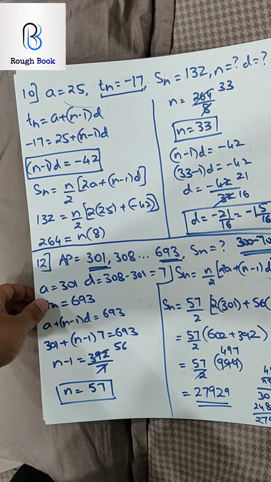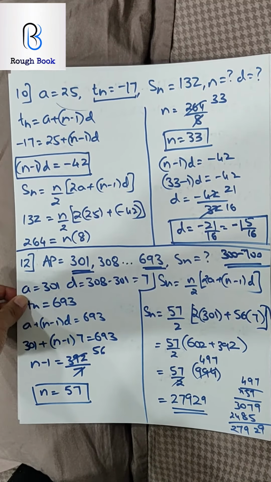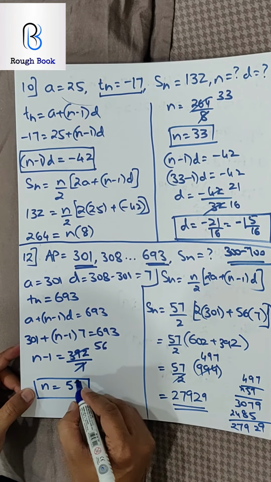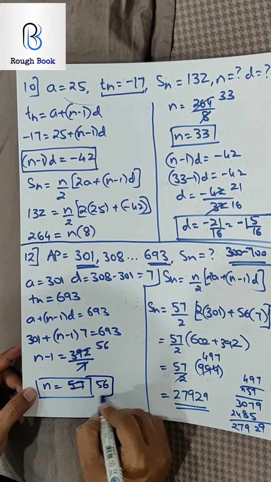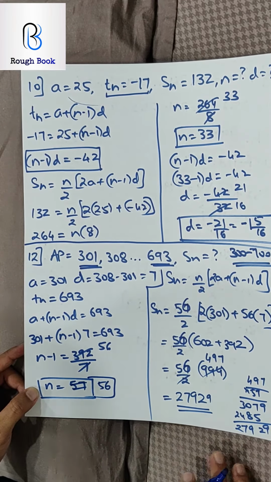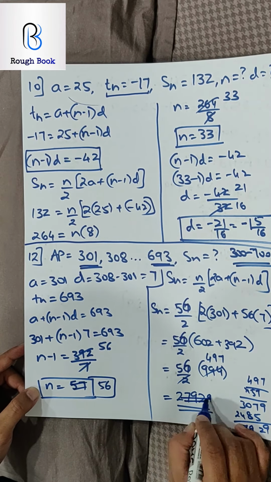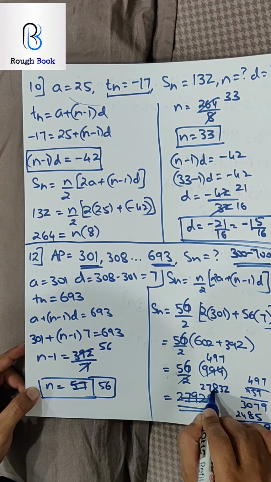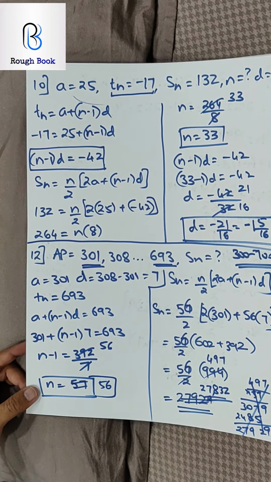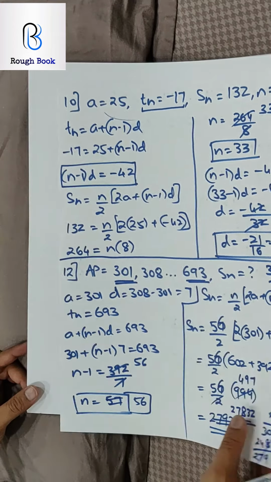Alright, what a lovely mistake from my side. Did you identify? I got 56. What made me write 57? I have no clue. So this should be 56 here. So 56 into this will be 27832. This is wrong. So what a small error I did, and that messed up my entire sum.